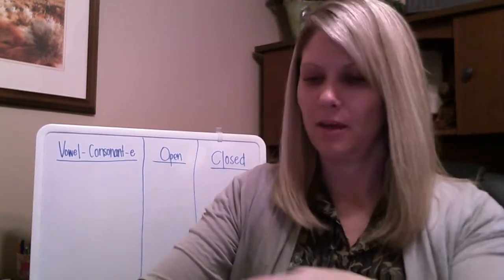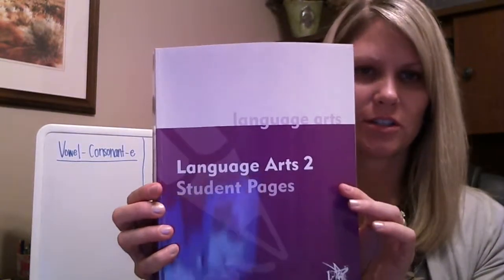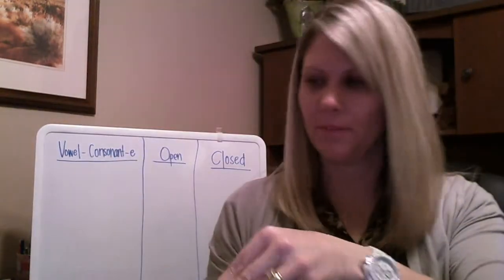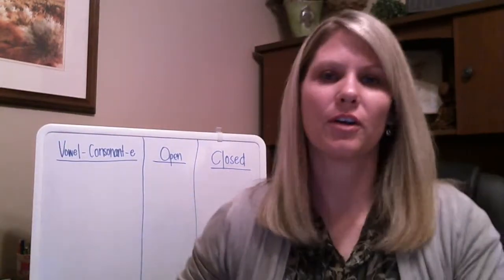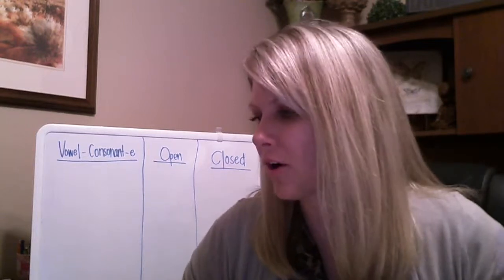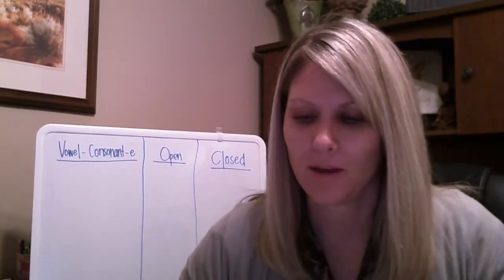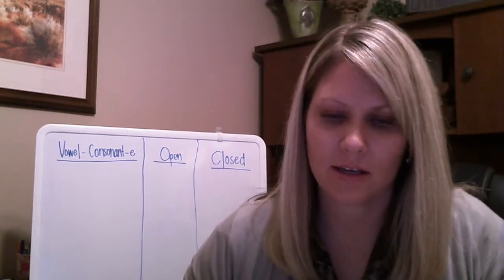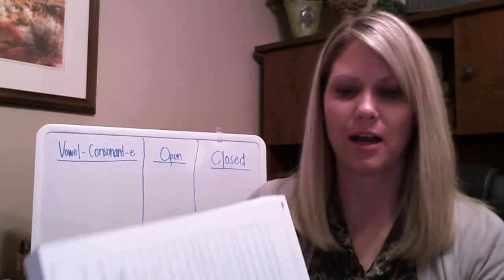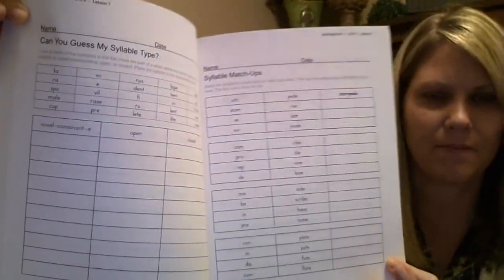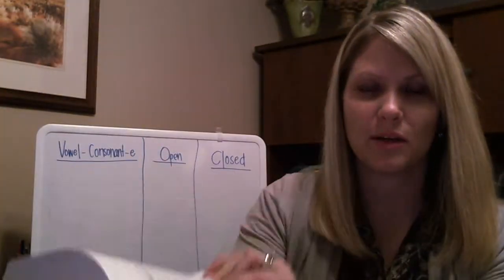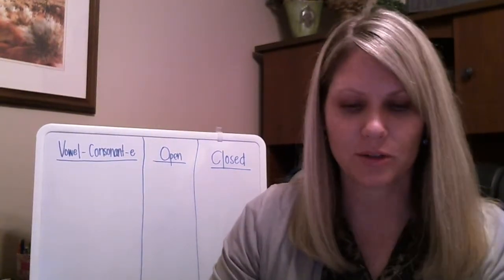Today we are working on Unit 8, Lesson 7. You'll need to make sure that you have your language arts student pages, and this is semester 2, remember. And then you'll also need your spelling box along with your whiteboard, your dry erase marker, and your eraser as well. Okay? Alright, so our first activity is the Can You Guess My Syllable Type, which is on page 734 in your workbook. And then we'll also be doing syllables matchup on 735. Go ahead and push pause if you need to get those pages, and if not, we'll just get started.